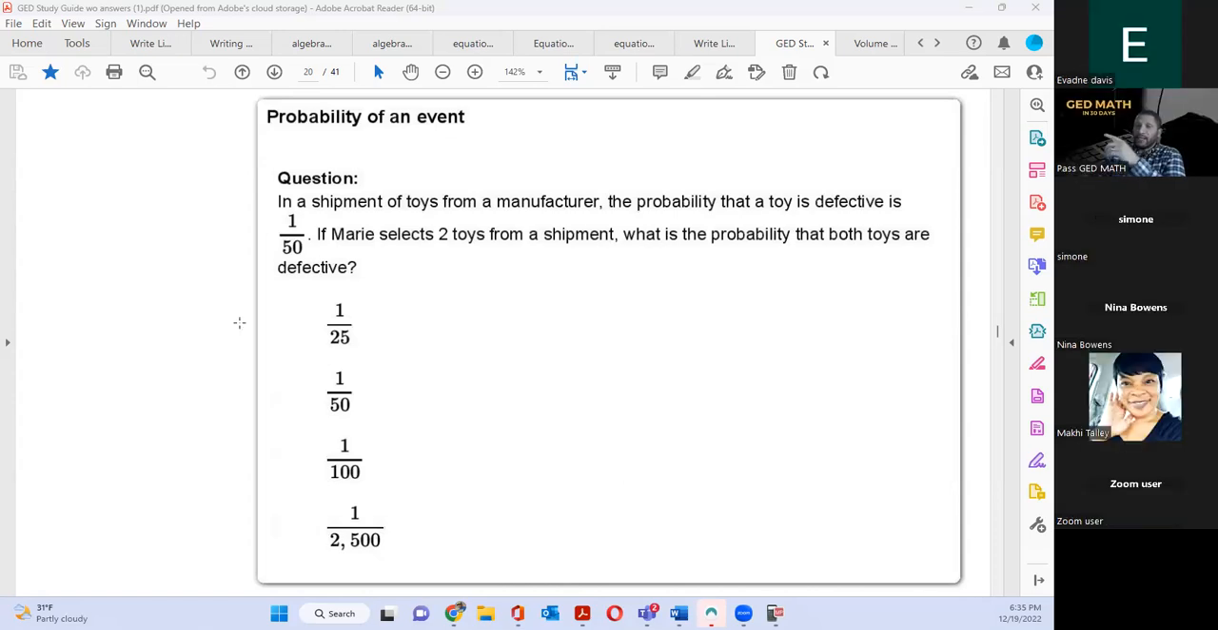Okay. In a shipment of toys from a manufacturer, the probability that a toy is defective is 1/50. If Marie selects 2 toys from a shipment, what is the probability that both toys are defective? So, wow. That sounds like a hard problem, doesn't it? Does anybody know how they would even do this problem?